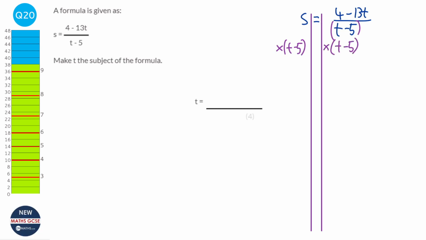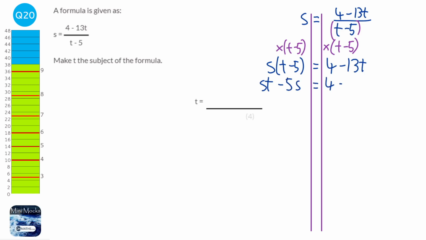So we're going to end up with s brackets t minus 5 equals 4 minus 13t. I'm going to break open those brackets just by multiplying them out. So it's st minus 5s equals 4 minus 13t. And the objective here is to get all the t's on the same side.